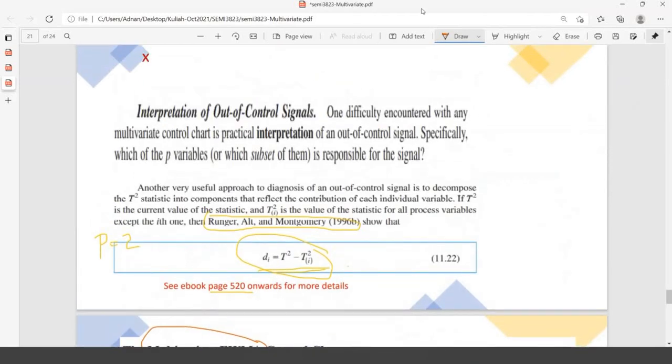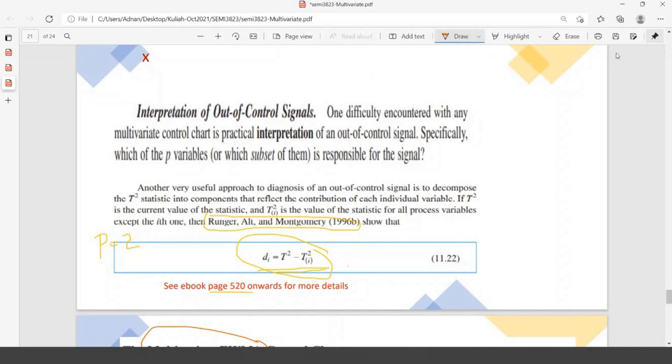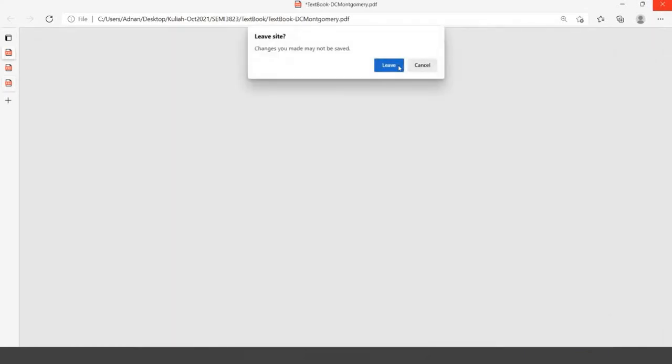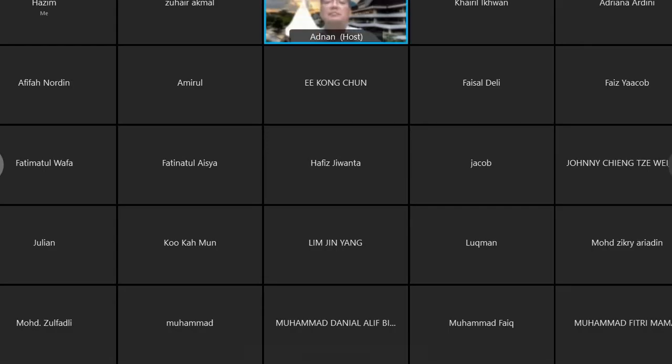Okay, we have just a few more minutes. Let me quickly introduce to you the attribute control chart. Actually, that was my intention to cover for today. The attribute control chart is much simpler than what we have learned in the variable control chart. So far we have discussed variable control chart.